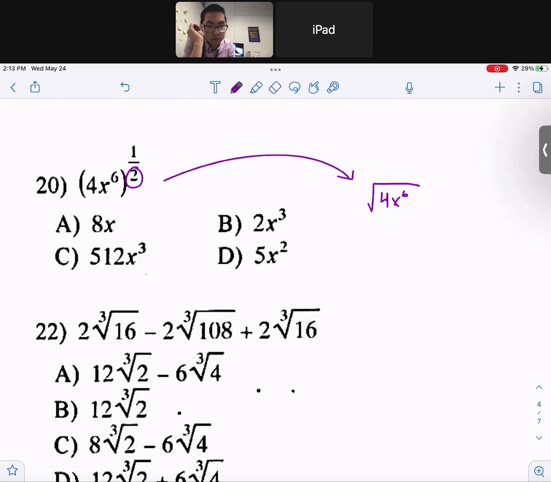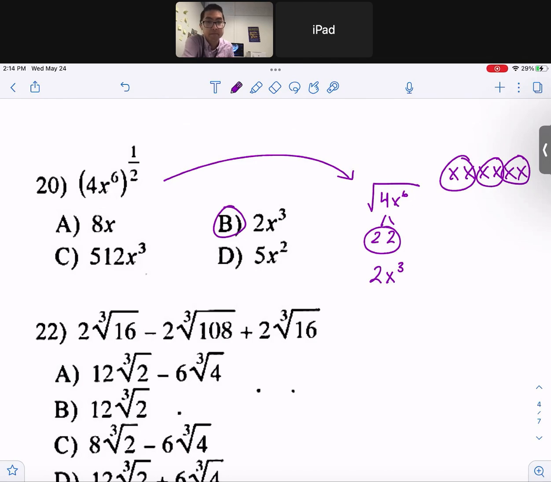Number 20. Okay, so this one is going to be the square root of 4x to the 6th. Remember, if it's a 2, that means it has an index of 2, but you just never write it. So that means we're looking for pairs. 2 times 2 is 4, pairs of 2s. So 2. Now 2 goes into 6 3 times, so there's going to be 3 pairs of x's, or you can look at it like x, x, x, x, x, x: pair, pair, pair. There's 3 pairs, right? Which is why it's 2x to the 3rd.